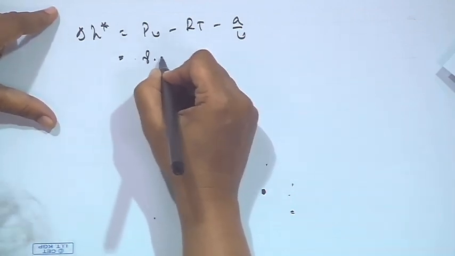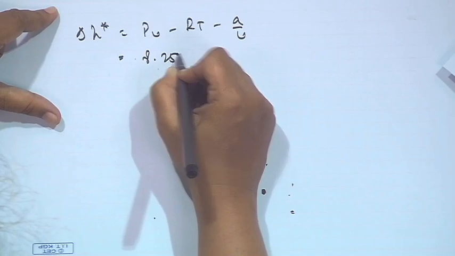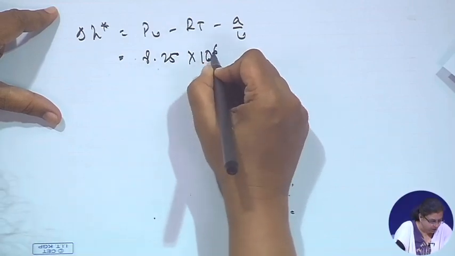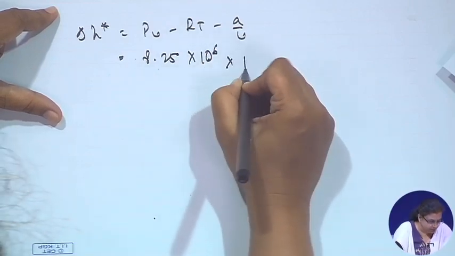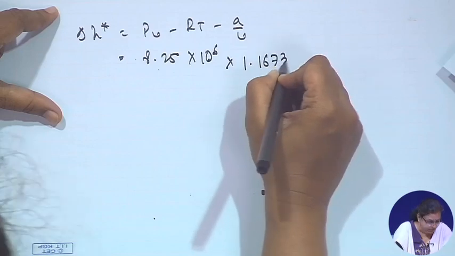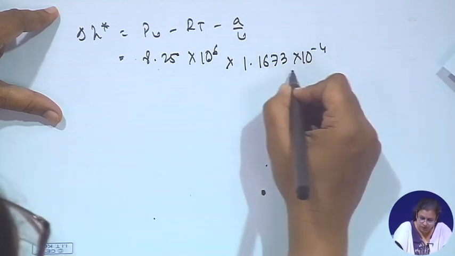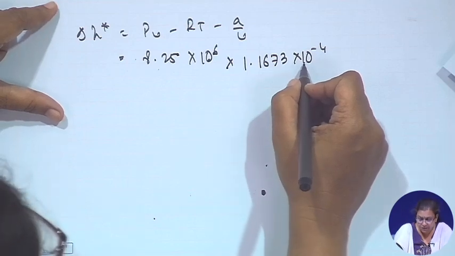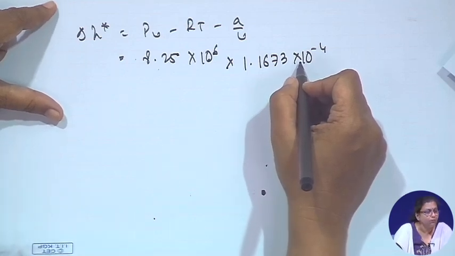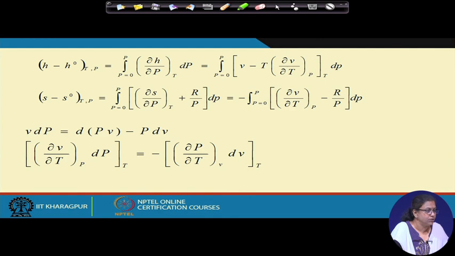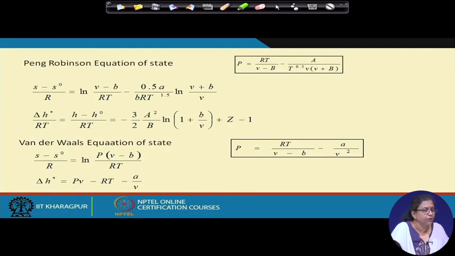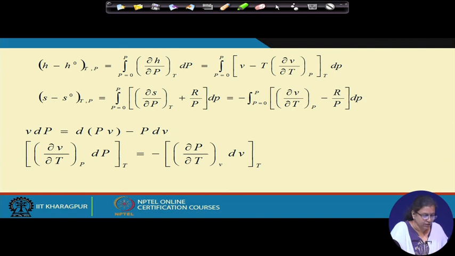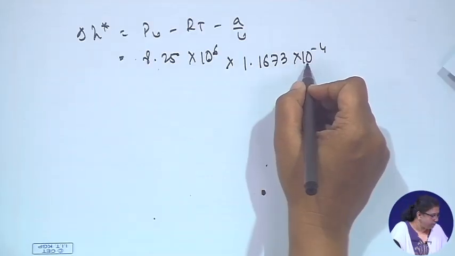It is given as 8.25 megapascal. So, into 10 to the power 6 into 1.1673 into 10 to the power minus 4. This is V. One thing I would like to remind, that this V you have to find out from the basic van der Waals equation. You are required to find out V under this pressure temperature condition. If you find it out, you find V to be 1.1673 into 10 to the power minus 4.